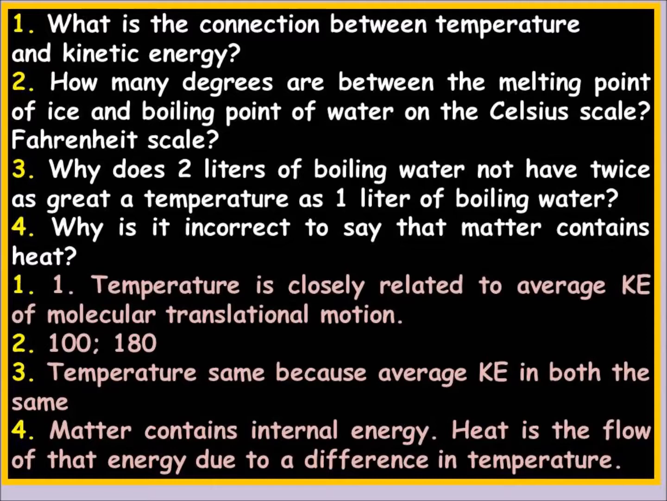Why does 2 liters of boiling water not have twice as great a temperature as 1 liter of boiling water? Because temperature is the average of each molecule, it's going to be boiling at that temperature, and we'll talk about that more next chapter. Why is it incorrect to say that matter contains heat?